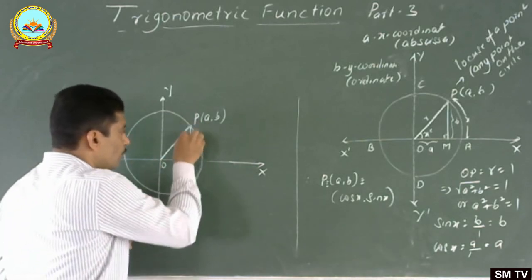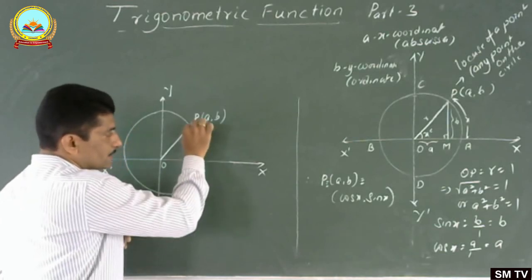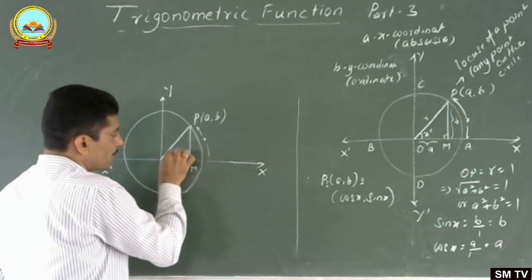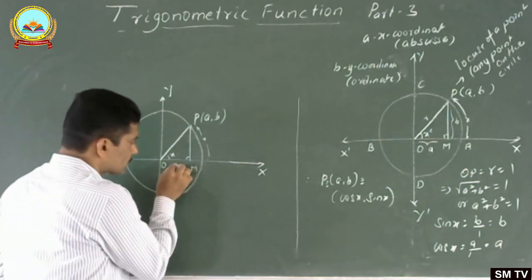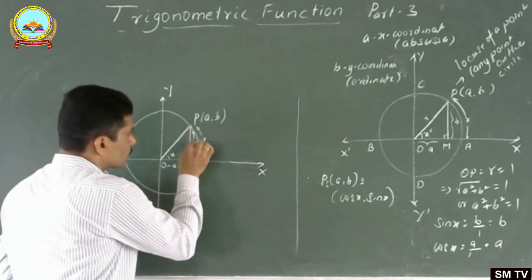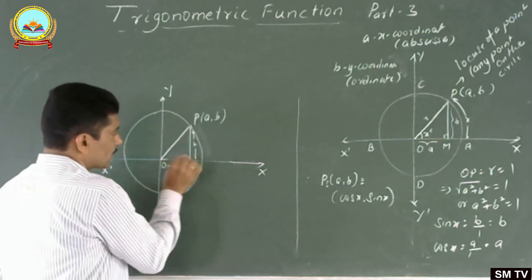Then draw PM perpendicular to the x-axis. This arc length is x, the x radian. Here OM is equal to a and PM is equal to b. This one is the arc length of x units.